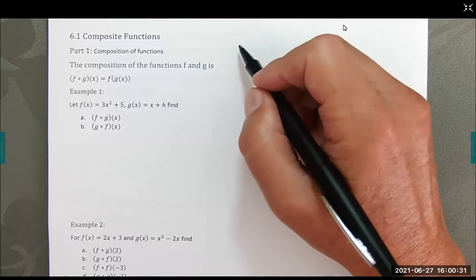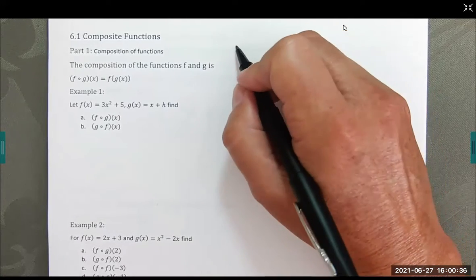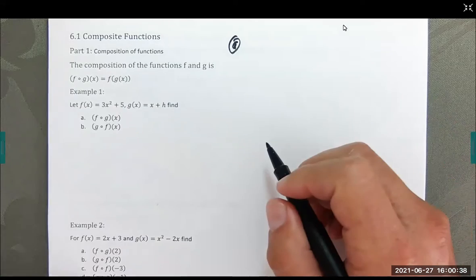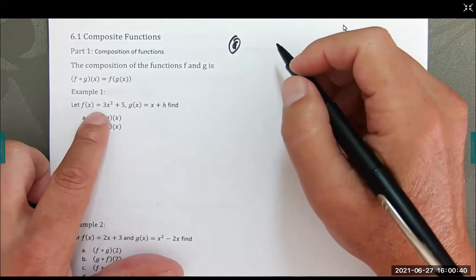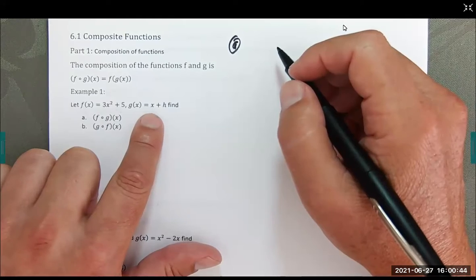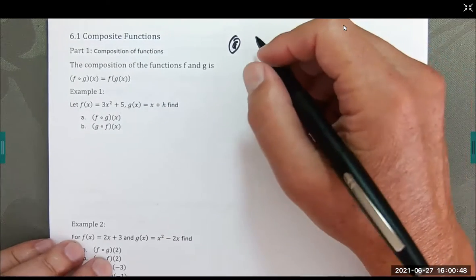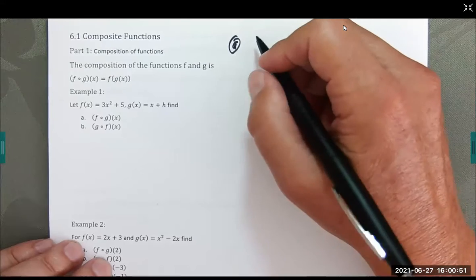I'm going to save a little bit of space because I'm going to need a little extra for these down here when we get there. So let's start with part A. We have our two functions here. F of x equals 3x squared plus 5, and g of x equals x plus h. That is going to be a recurring theme, that x plus h. Let's be moving on to calculus.